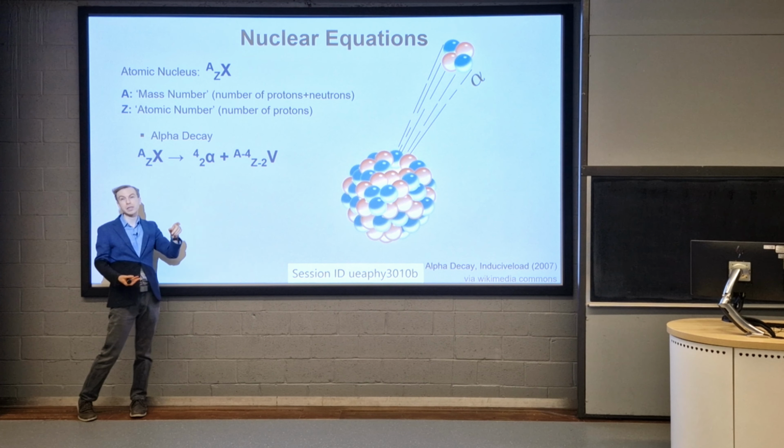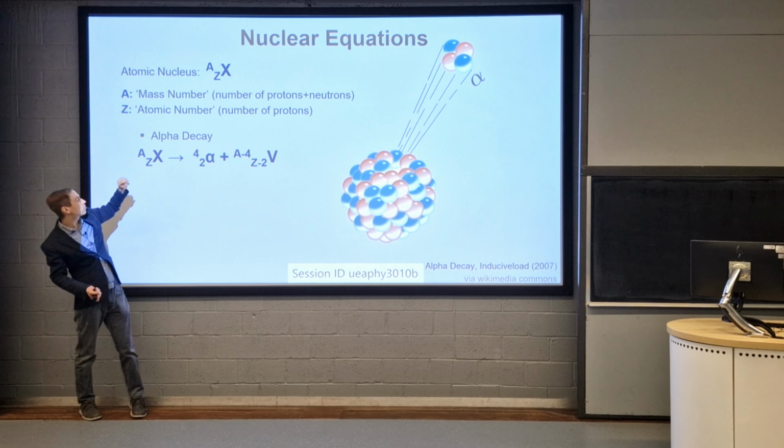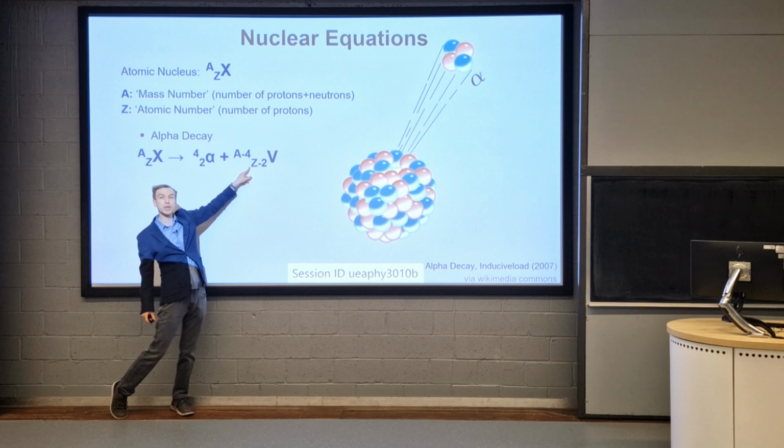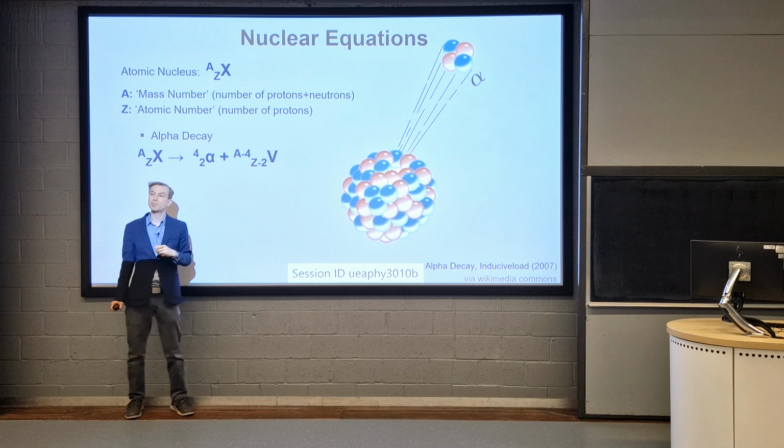So we've got to balance this in our equation. If we originally had A and Z for our mass number and our atomic number, and we release 4 and 2, our atomic number is going to decrease by 2, and our mass number is going to decrease by 4.